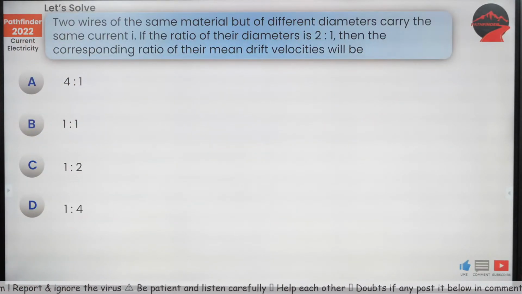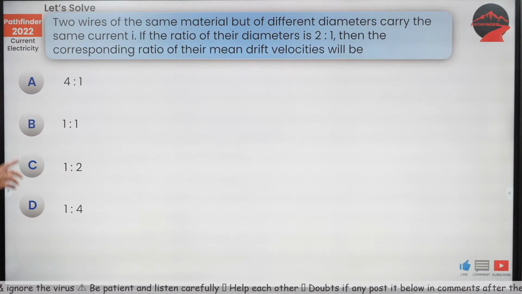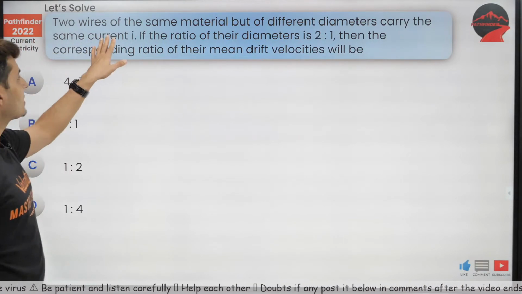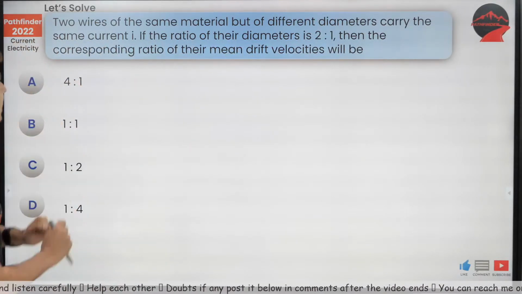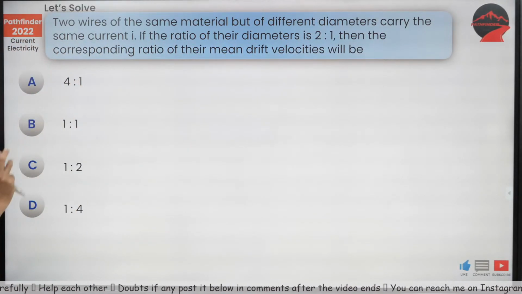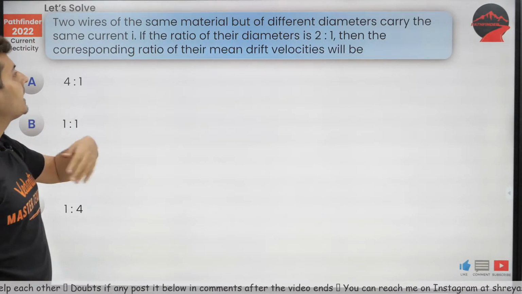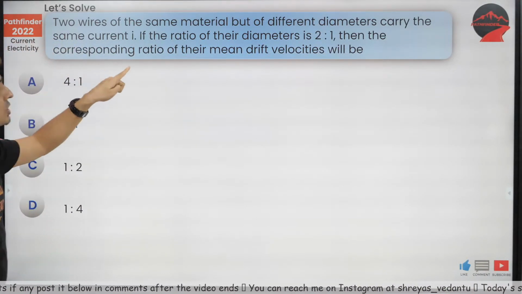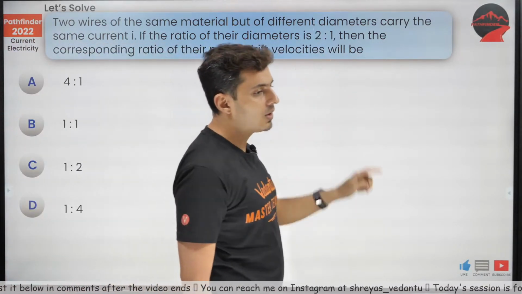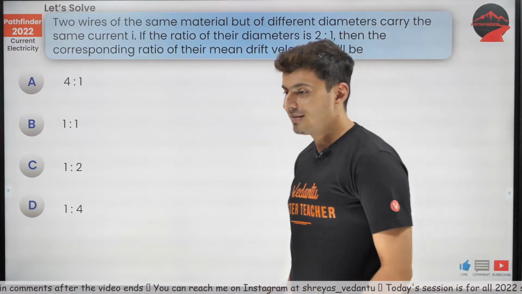Okay, so let's try solving this question. There are two wires of the same material but of different diameters, and they carry the same current. The ratio of the diameters is 2:1. Then what is the corresponding ratio of their drift velocities?